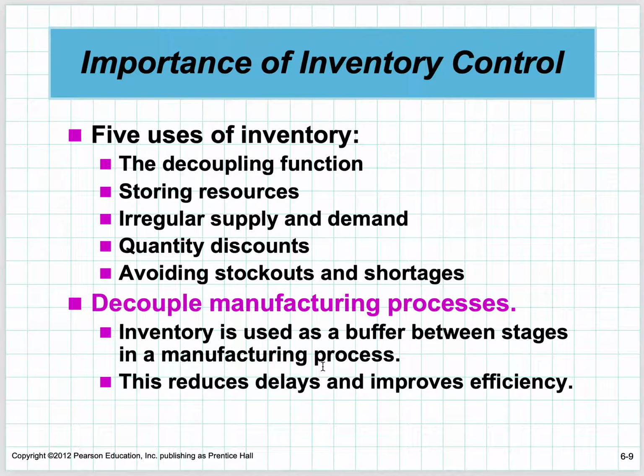The decoupling function that you talked about first is used as a buffer between stages in a manufacturing process. This helps reduce delays and improves efficiencies. You might put inventory where you think you might have a bottleneck, or you might run out of stock, or you might have irregular demand, just to make sure that when everything is running properly, you have plenty of materials and plenty of inventory to build whatever it is you have to build.